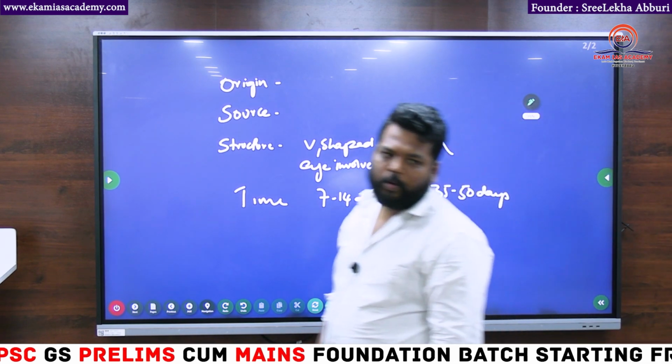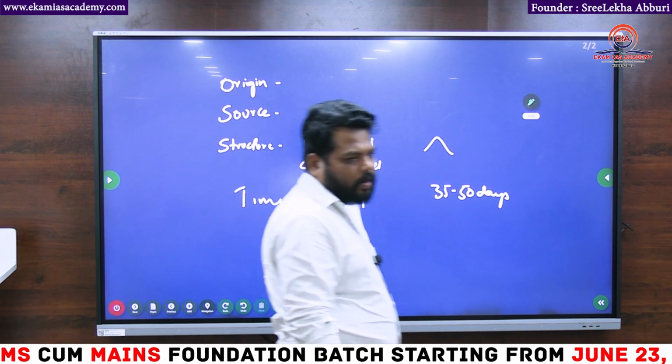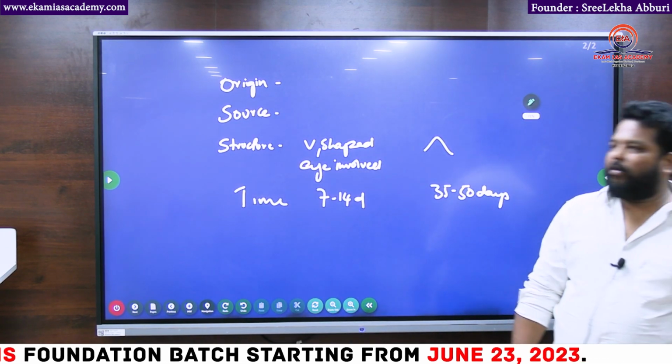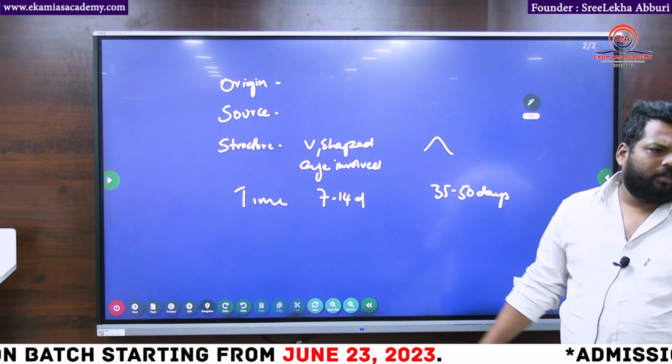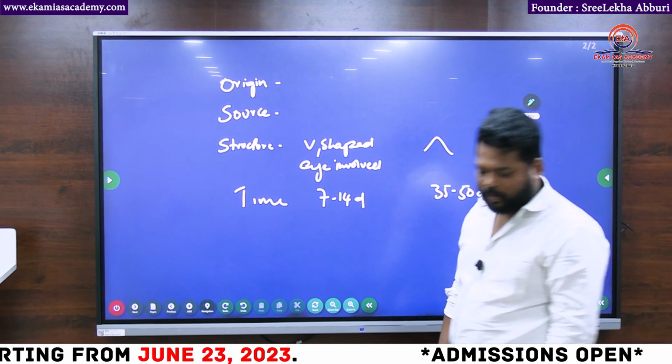Tropical cyclone creates more destruction. Temperate cyclone creates less destruction. Rather than the word destruction, you can write that rainfall is associated with tropical cyclone. Rainfall is not compulsory in temperate cyclone. You can write this.